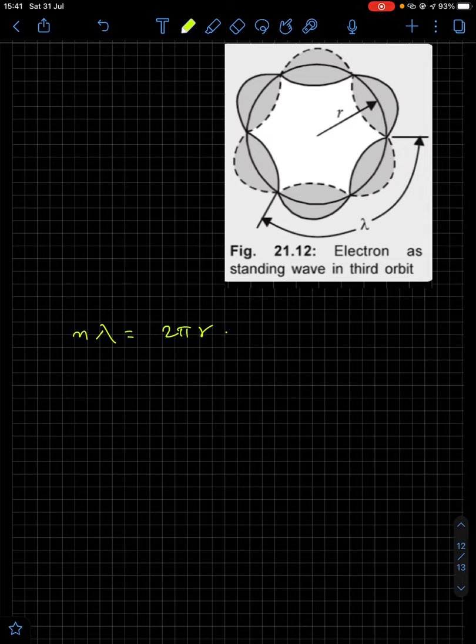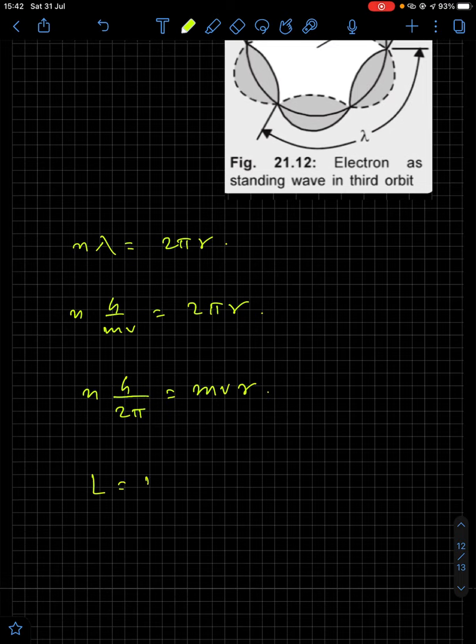Now by de Broglie's wave relation, n lambda can be written as nh by mv, that is equal to 2 pi r. So you can make some changes: send mv to the right side and bring 2 pi to the left side, so you get nh by 2 pi equal to mvr. Now what is this mvr? mvr is the angular momentum value.